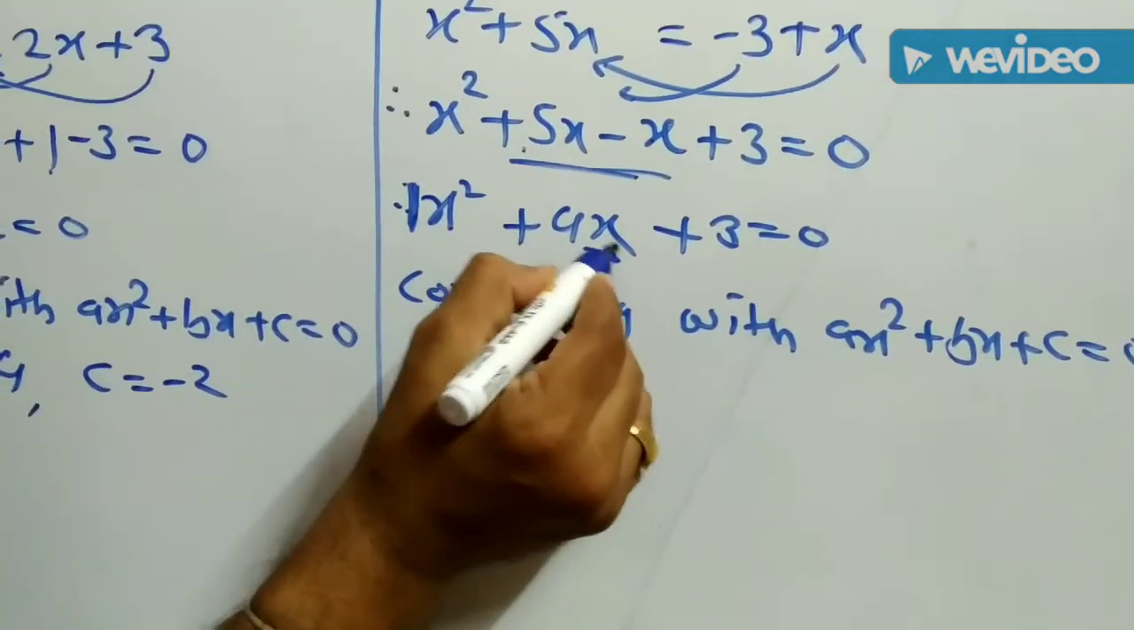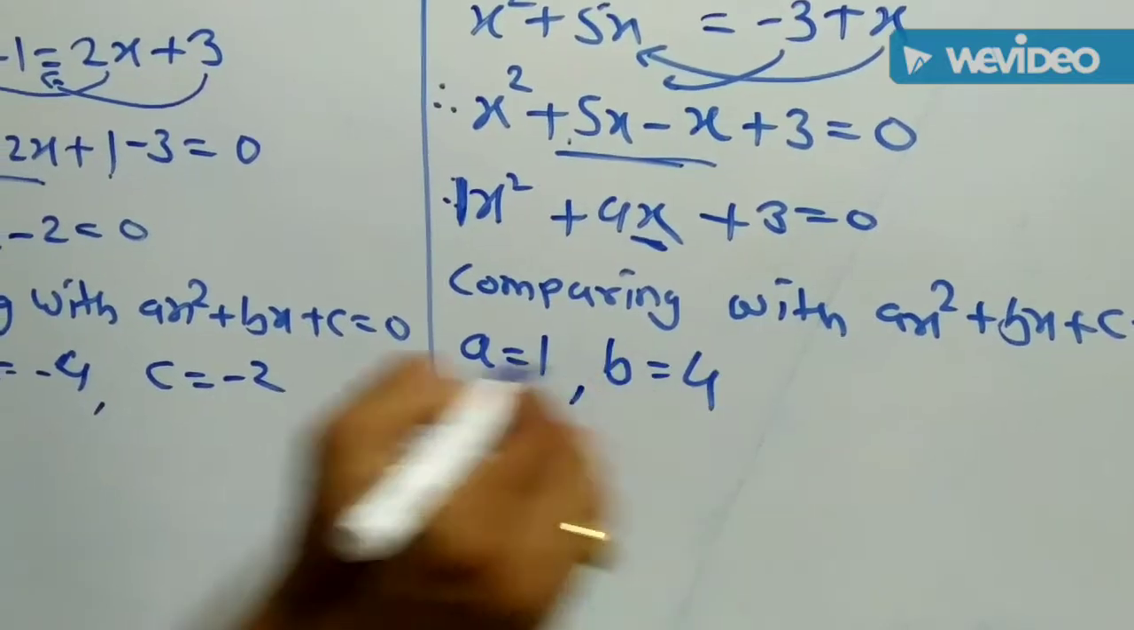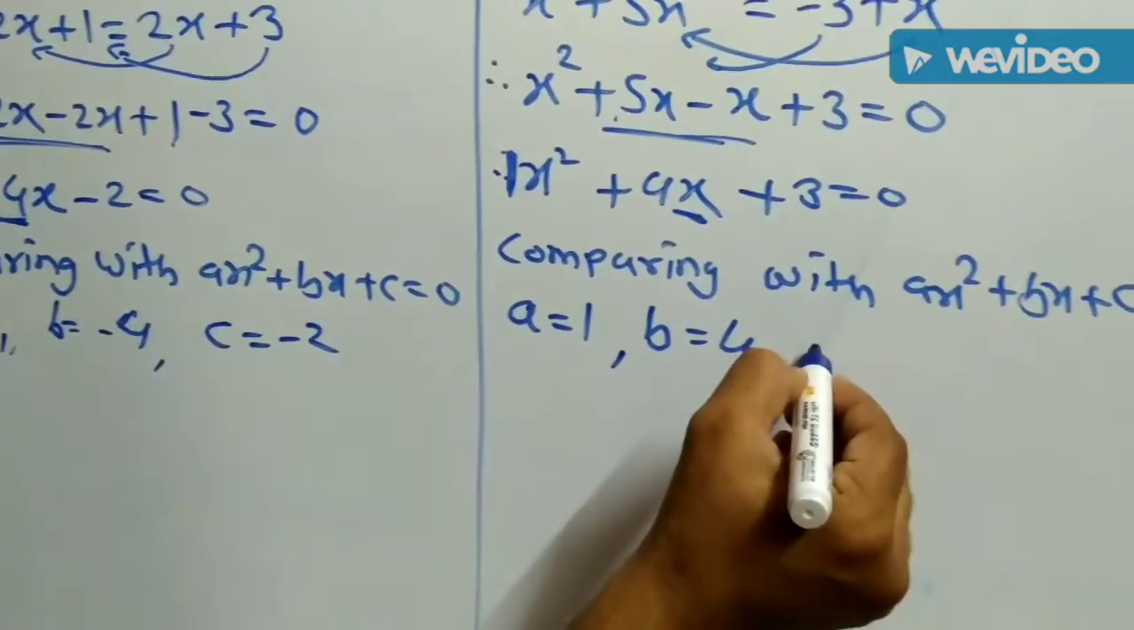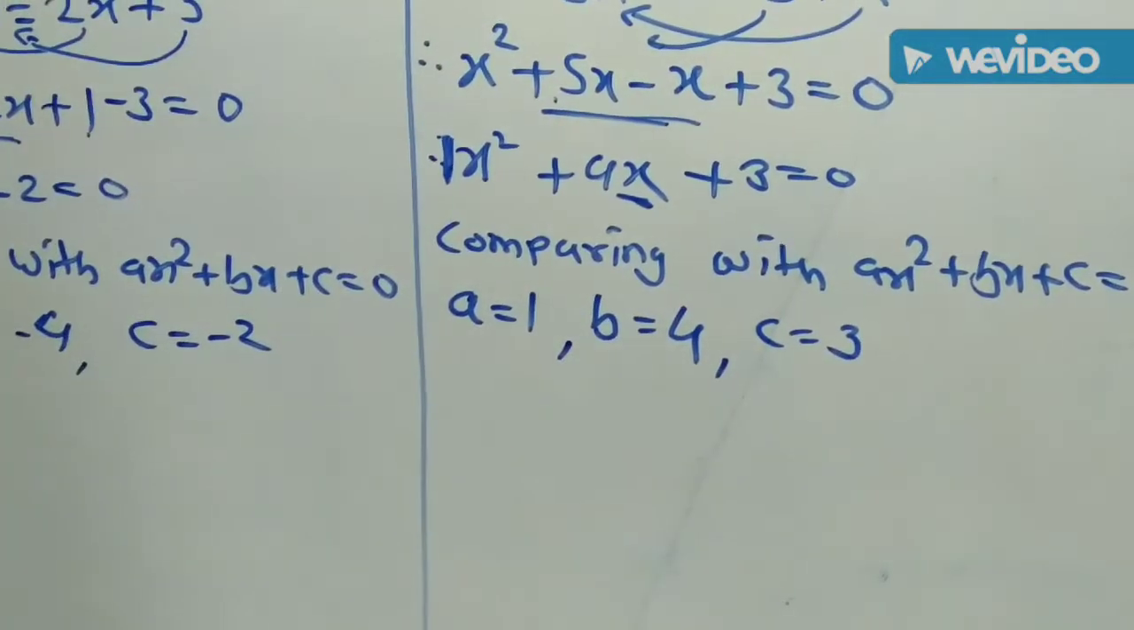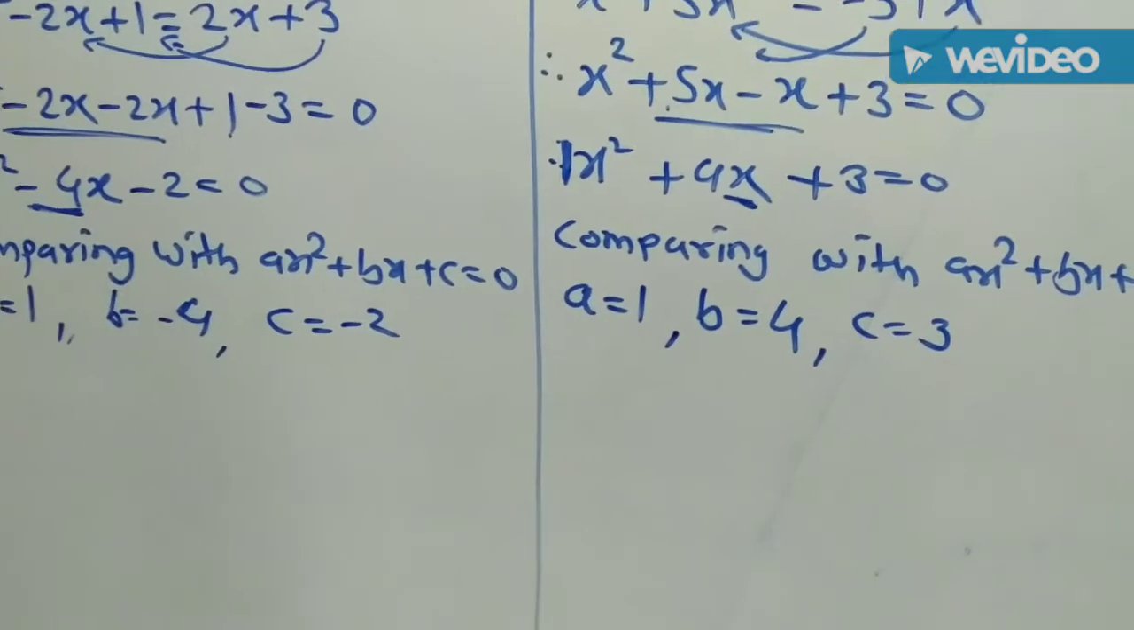Then coefficient of x term is b. Therefore b is equal to 4. And c, that is constant term, which is given 3. And that is the third example.